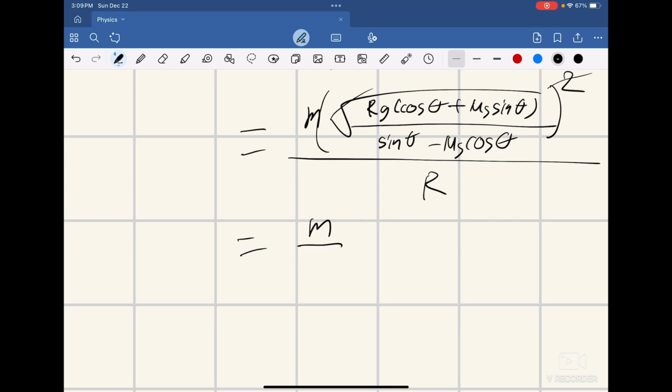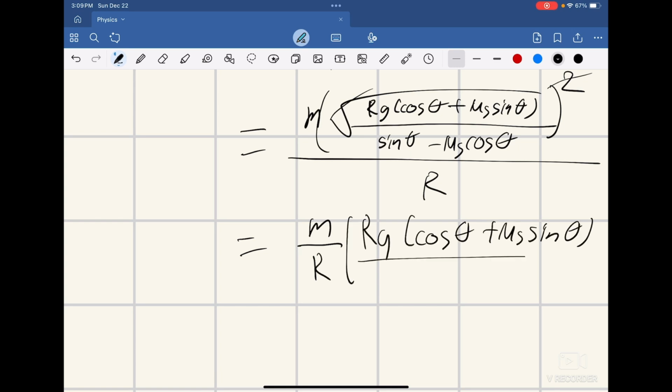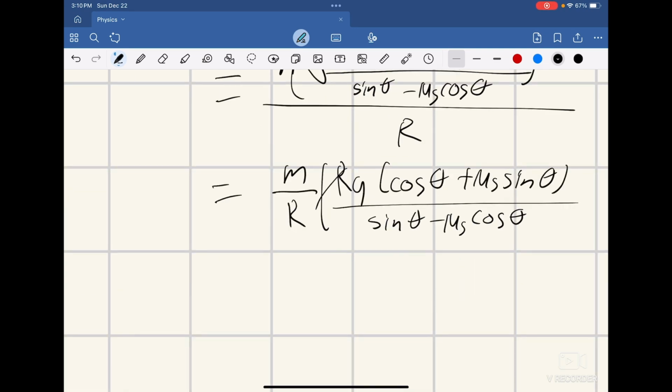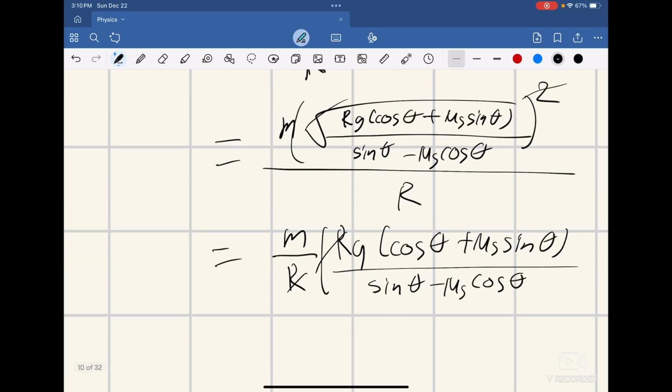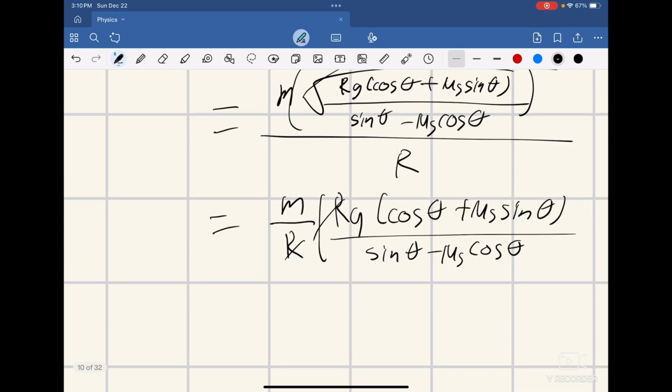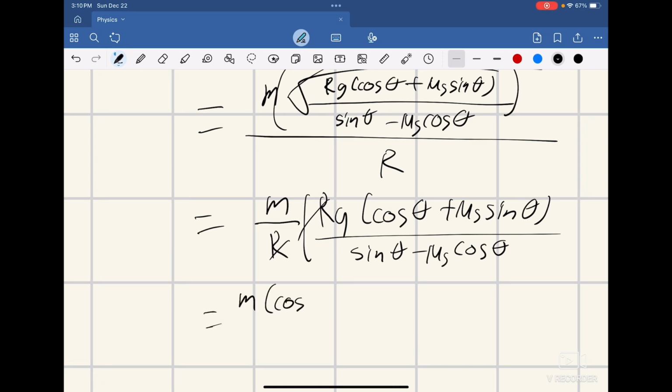Actually, let me just write it all out: r g times cosine theta plus mu s sine theta over sine theta minus mu s cosine theta. And here we can cancel out the r's, and what we're left with is m cosine theta plus mu s sine theta over sine theta minus mu s cosine theta.